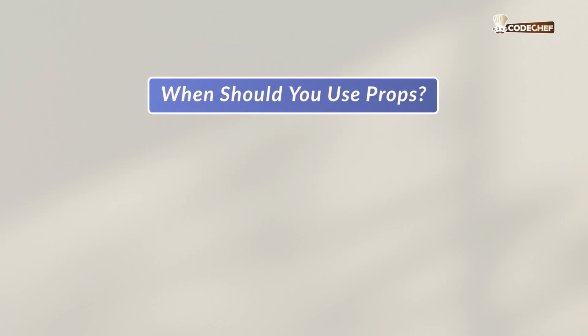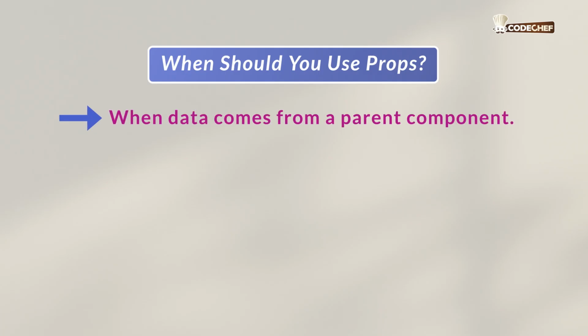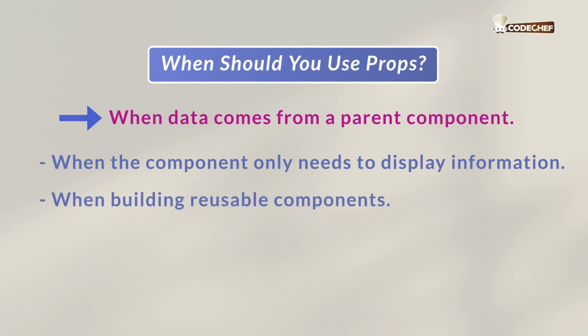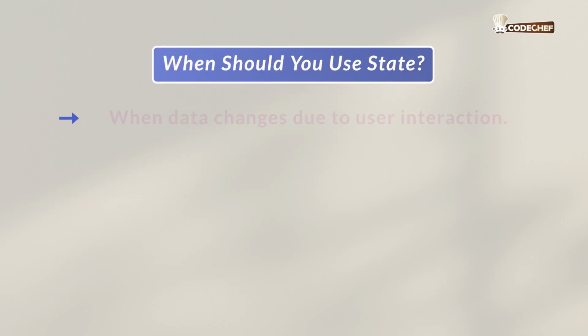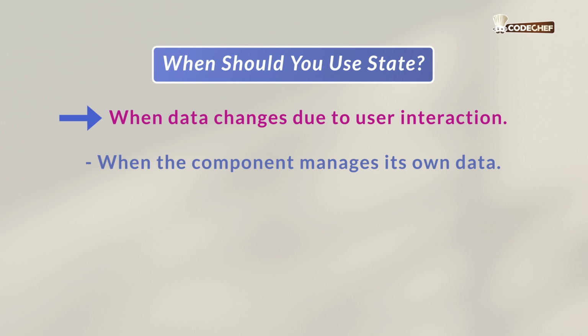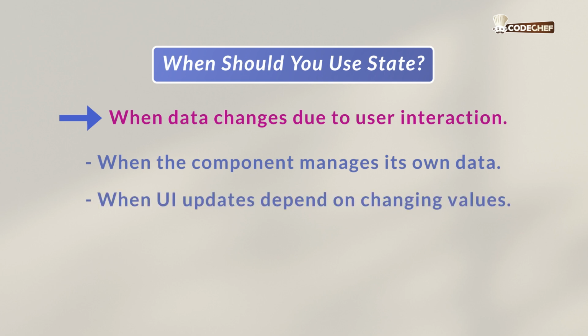You should use props when the data comes from a parent component, is only needed for display, and helps make a component reusable. Props allow you to create flexible components that behave differently based on the data they receive. So when should you use state? You should use state when the data changes over time, is affected by user actions, and needs to be managed by the component itself. State is what allows React components to respond dynamically to user interactions.